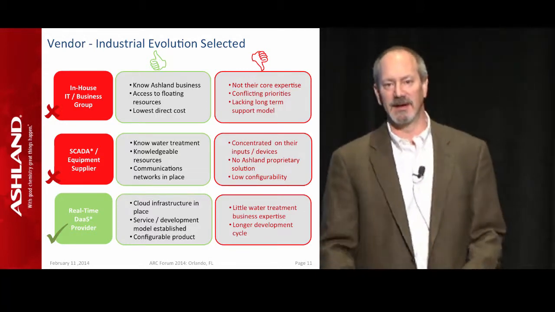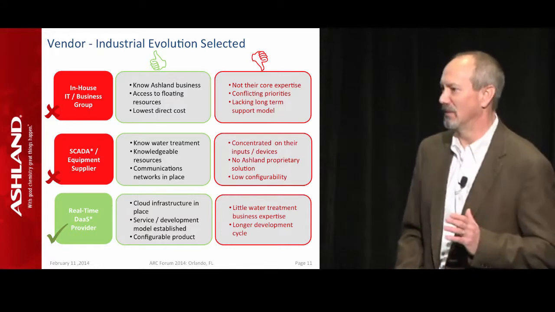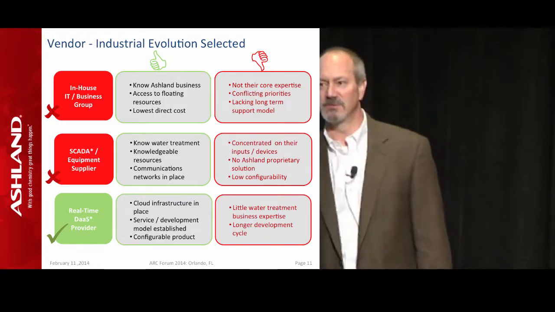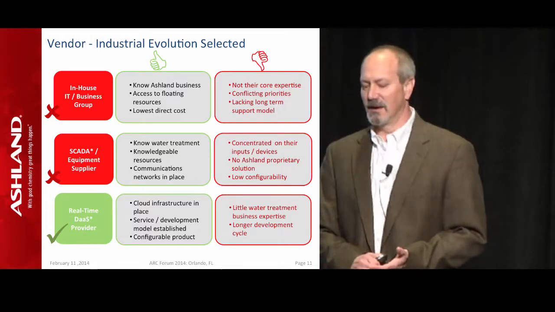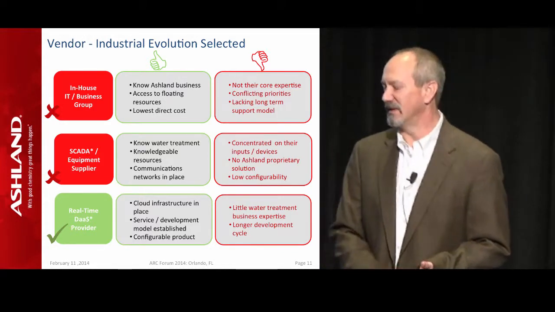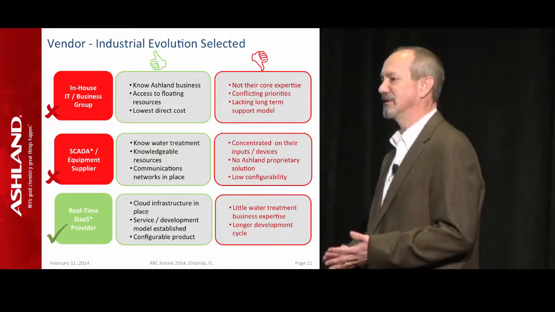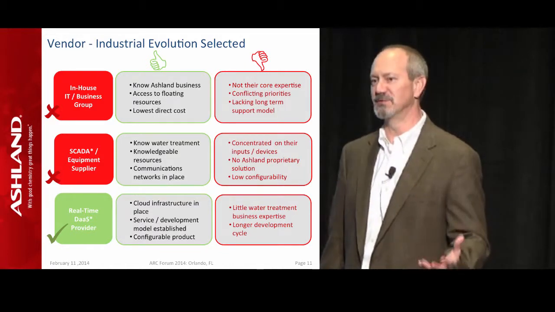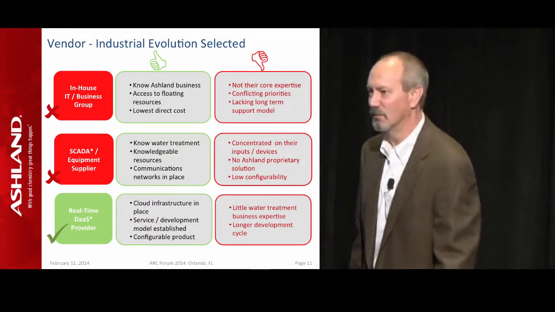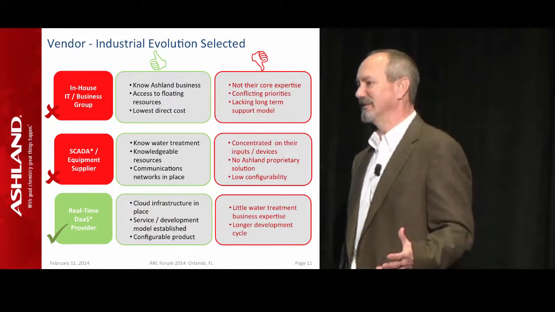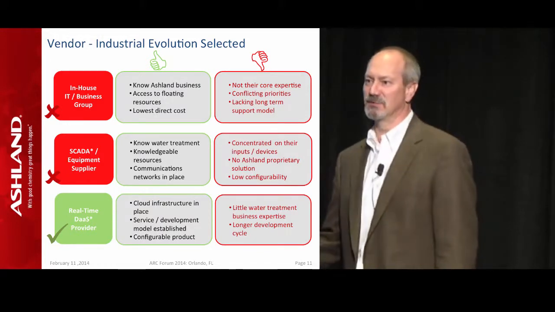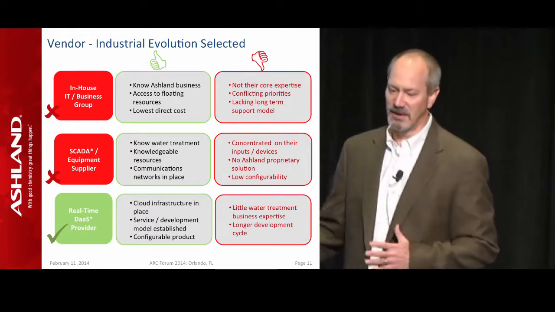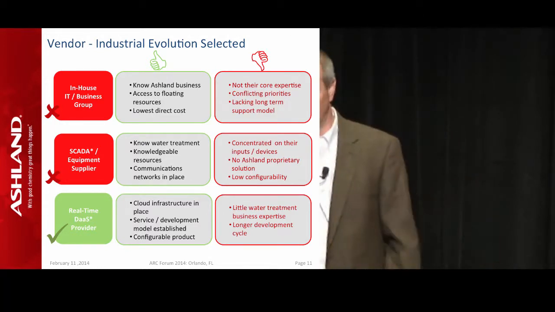And that kind of drove us to what we're calling a real-time data as a service provider. And we selected Industrial Evolution to go with. They have an infrastructure in place already. They have a service model and the scalability that we're looking for, and the product could be branded specific for our needs. So it worked really well for us from those standpoints. On the downside, however, the development was going to be longer than we had originally hoped for when we got into the project. So there are a little bit of trade-offs here and there when you're selecting the vendors and the suppliers.